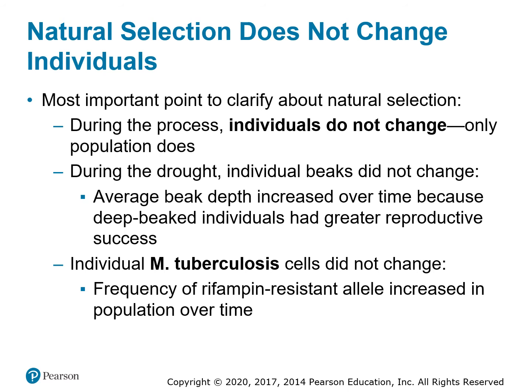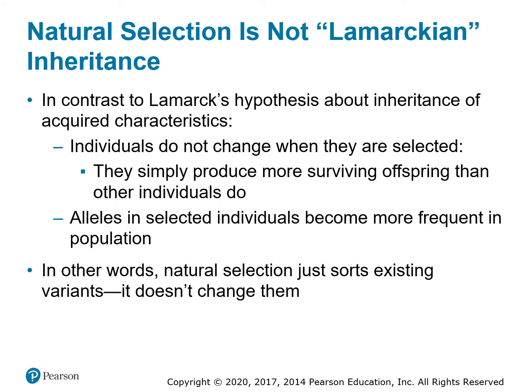Also, it's really important to restate that individuals don't change, the populations do. In the case of the birds, we were looking at the average beak depth and size over time. In tuberculosis, the cells didn't necessarily all change. It was one cell that was resistant, and then that allele became more common as it reproduced. In contrast to what Lamarck had said, these guys were not necessarily changing when they were selected. It's actually when they're making babies that the selection is occurring.